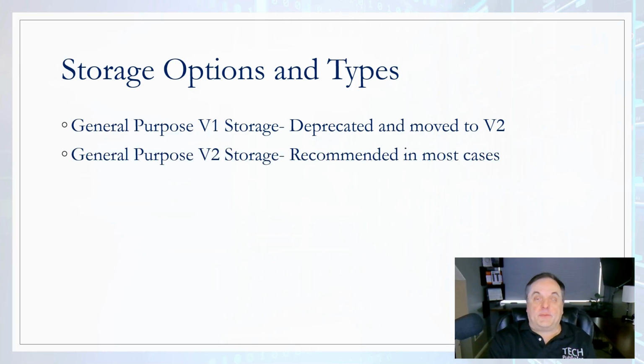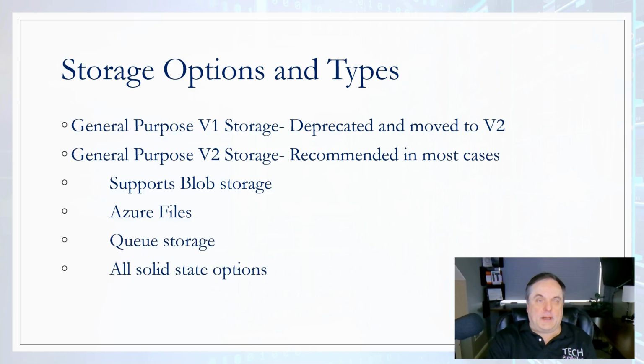Then you have general purpose V2 storage. This is going to be recommended in most cases. General V2 storage is going to support blob storage, files, queue storage, and table storage with lots of different redundancy options. And it's the most versatile option and best in most circumstances. And here are those different types of storage support. And you saw in a previous video where I created storage that you could create all these different types of storage within the V2 option.